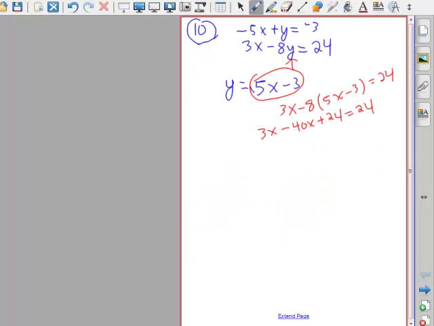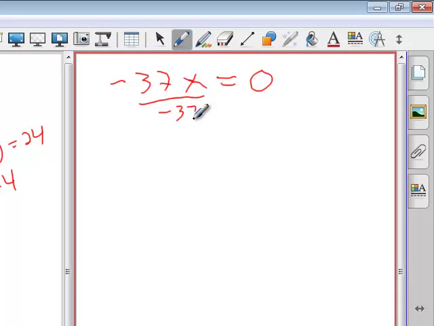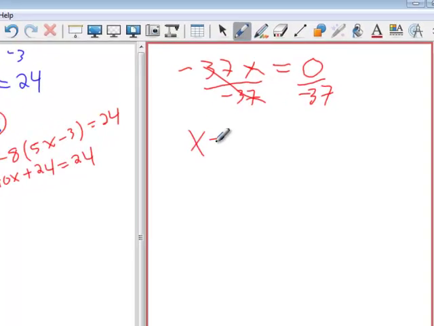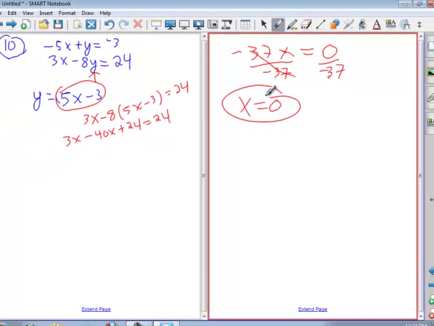Now it gets a little small to read, but we'll have to remember we got this. So we're working this equation now. We got 3x minus 40x, so that's going to give me minus 37x. I'm just telling you right off the bat, that's what it's going to give me. Then I subtract the 24, so x is going to equal 0. Is that good?